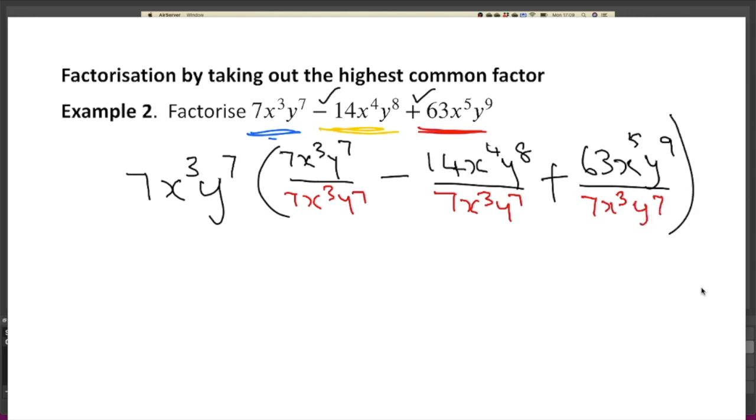Right, there will come a time where you actually don't need to write this. You can do this in your head. But for now, I would rather you write it like that. Okay, now let's simplify inside that bracket there. So we write down our highest common factor.